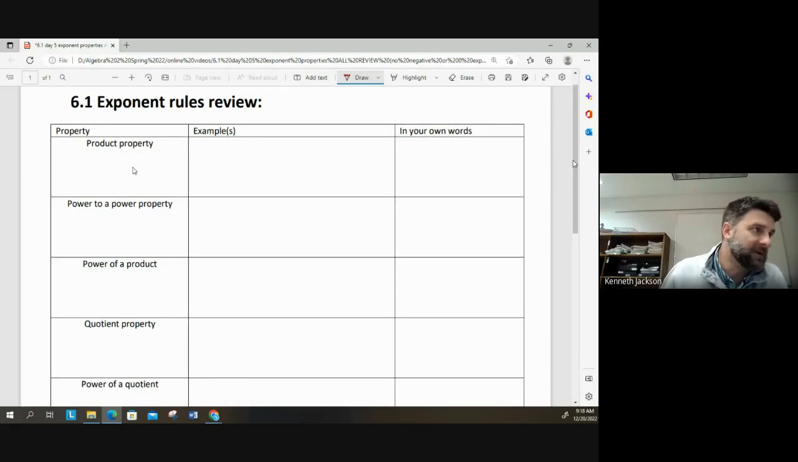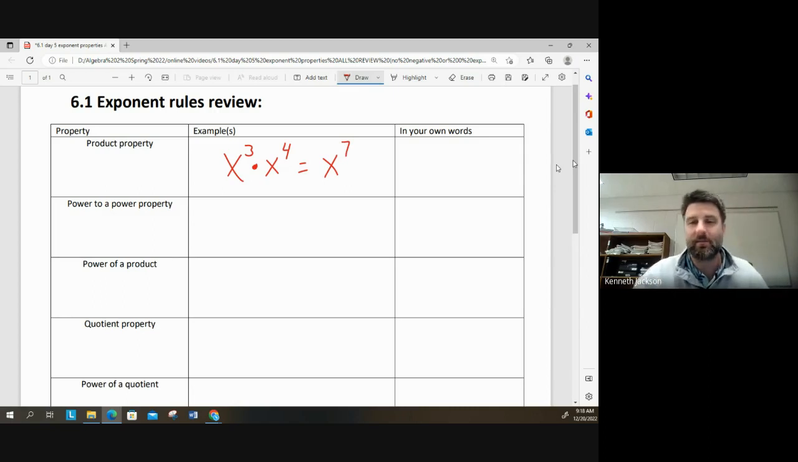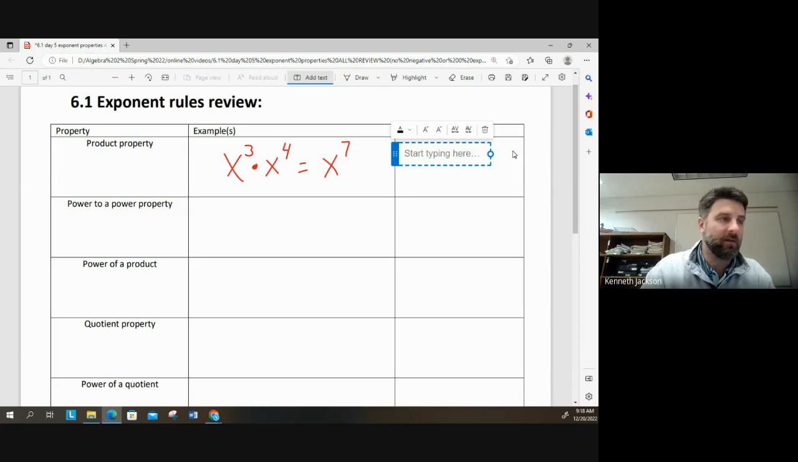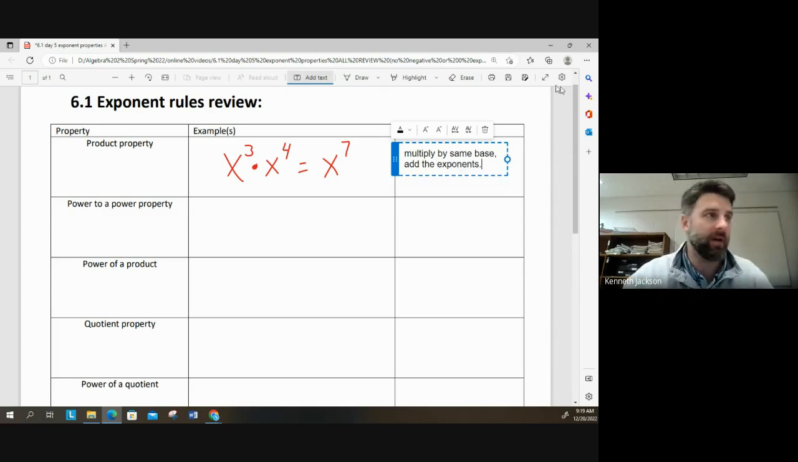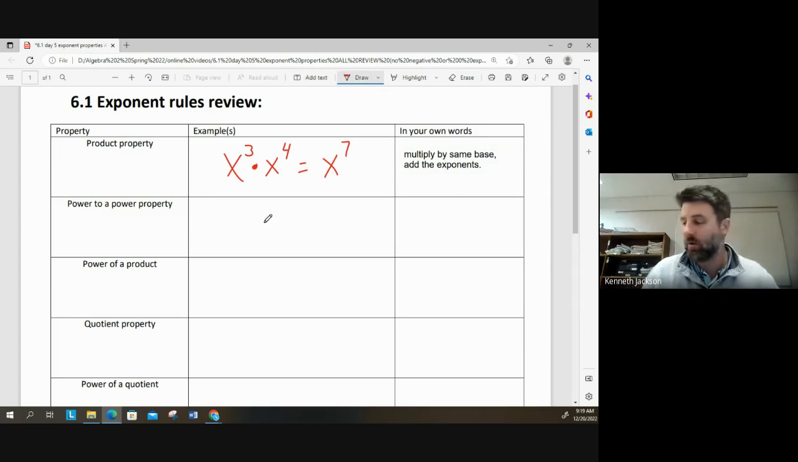And the first property that we came across was the product property, and that is if you multiply by the same base, multiply x to the third times x to the fourth, the same base, x times x, what we can do is add the exponents. So if you multiply by the same base, add the exponents. That was the first rule that we picked up in section 6.1.